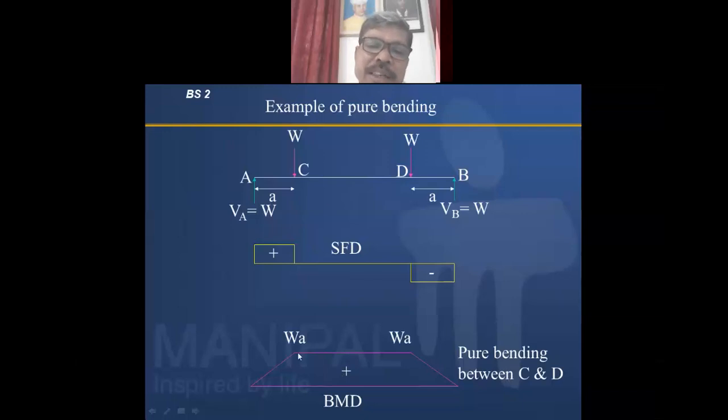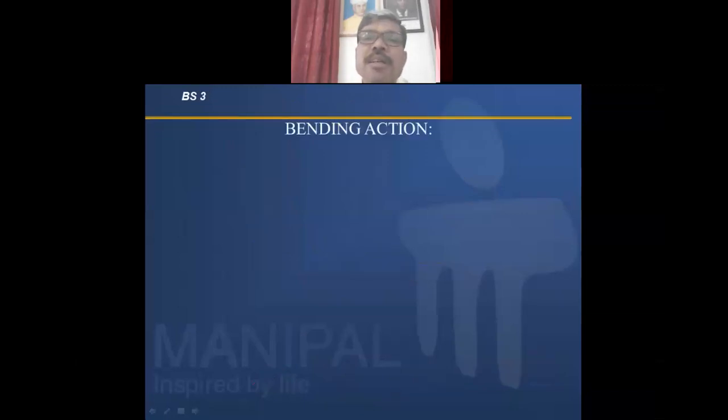Here you can see WA and WA is the pure bending, whereas it is an inclined line, therefore bending moment gets reduced. So in this portion it is called pure bending of WA and WA magnitude. Now bending action.